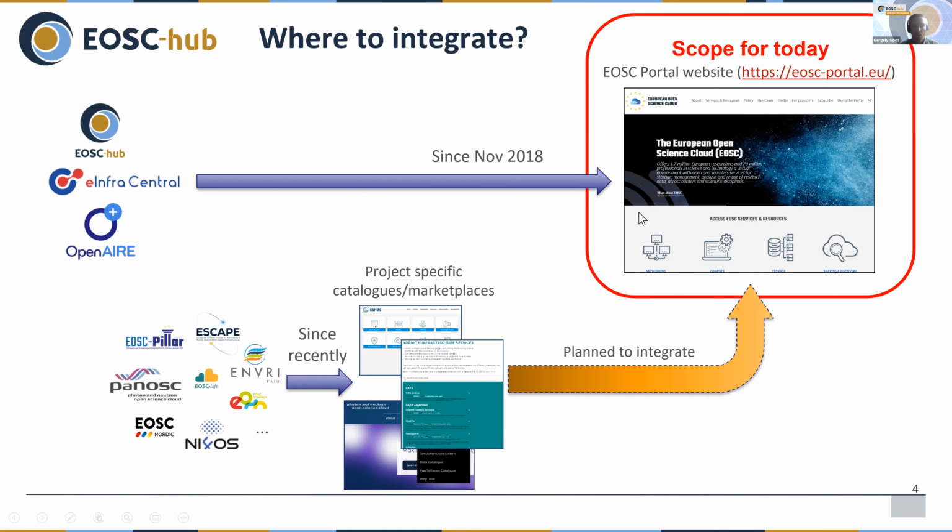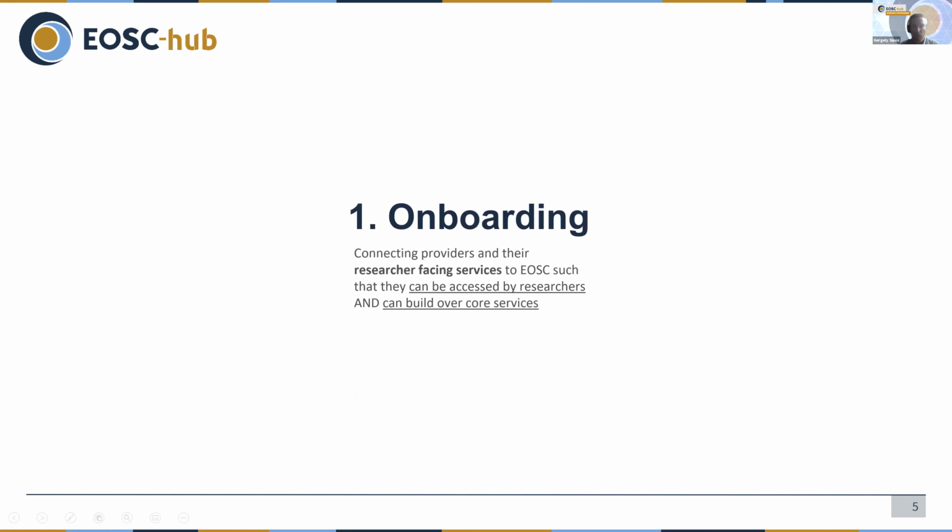So let's start the first element of integration, which is the onboarding. Onboarding is connecting your service into the EOSC portal in order to make it accessible for researchers and to optionally also integrate it with additional core services.